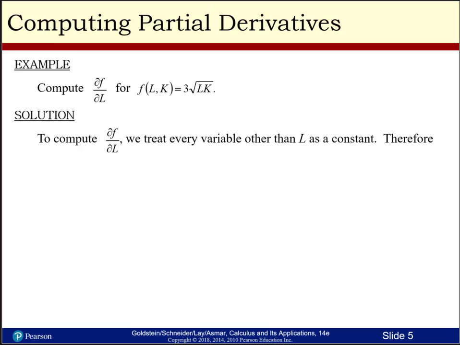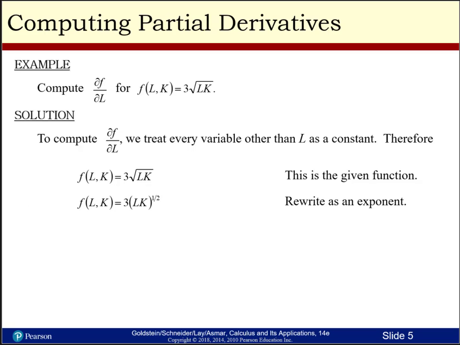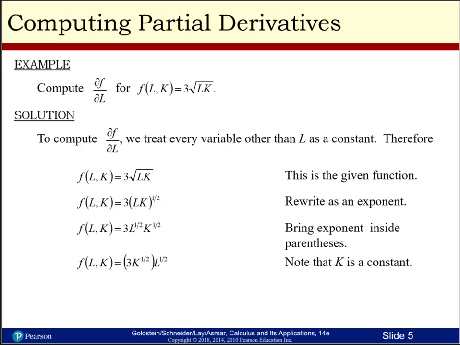So really, we're going to take that 3 times the square root of LK, and we're going to say that's just to the power 1/2. And then we're going to separate that so that each one is to the power 1/2. Now we can take the 3k to the 1/2 and say that's just a constant multiplier out front. Now we're going to take the derivative of just that L to the 1/2.